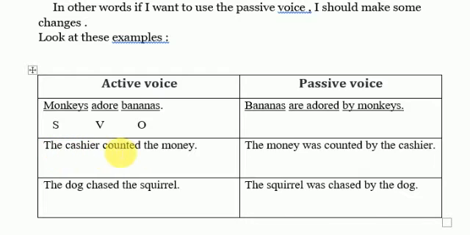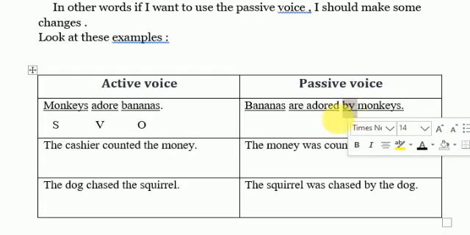So the cashier, which is the subject, counted. Here is the past simple of count. Okay, my sentence is in the past simple. Counted as a verb. And the money, which is the object, the same as the previous sentence. So the money, which is my attention, which is my focus, was counted by the cashier. Good. And you can see here I have added by.